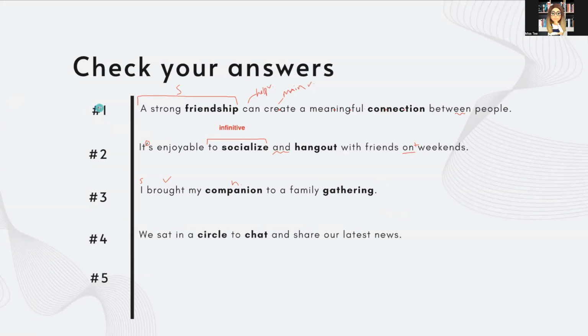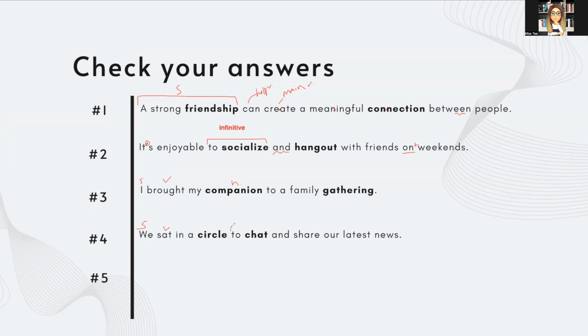We sat in a circle to chat and share our latest news. This one has a similar format as this one up here. Let's have a look. So we have our subject. We sat is in the simple past. And it's another irregular verb in the past tense. In a circle. So this is used to describe how we are sitting, the formation.